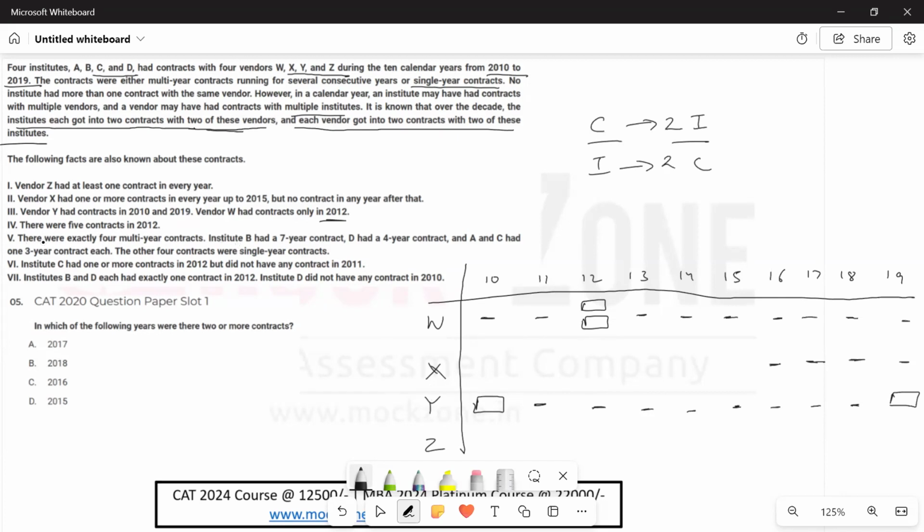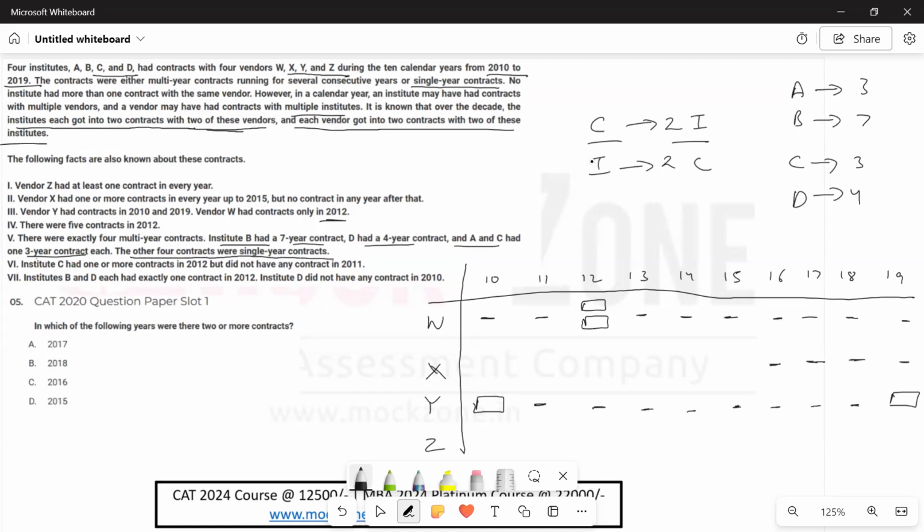Okay. Now it is written that there are exactly 4 multiple year contracts. Institute B has a 7-year contract, D has a 4-year contract, A and C had a 3-year contract. So Institute A, B, C, and D. A had how many years of contract? 3. B had 7, C had 3, and D had 4. So we know that 4 contracts are of multiple years and they are of this length. A ka 3 hai, B ka 7, C ka 3, and D ka 4. The other 4 contracts were single year contracts.